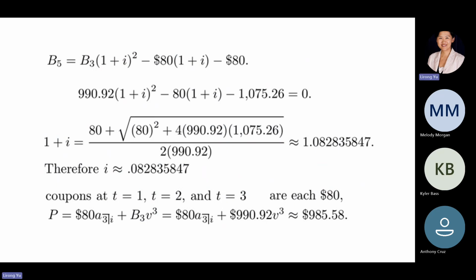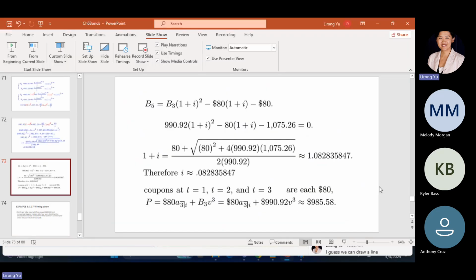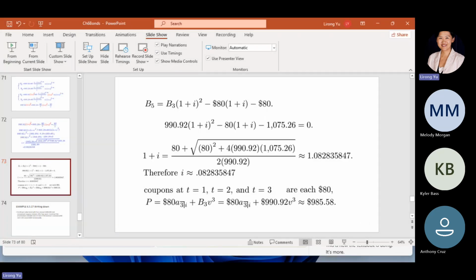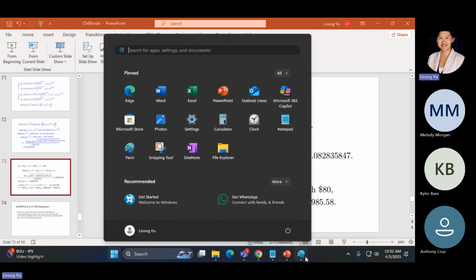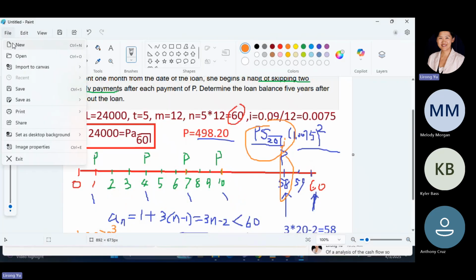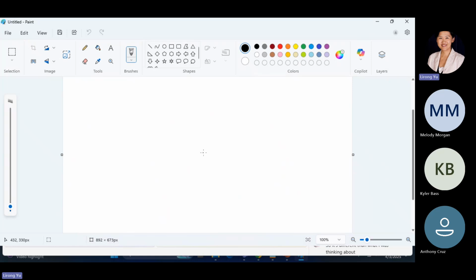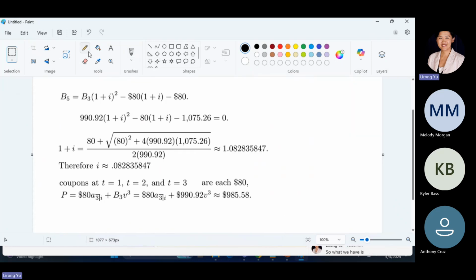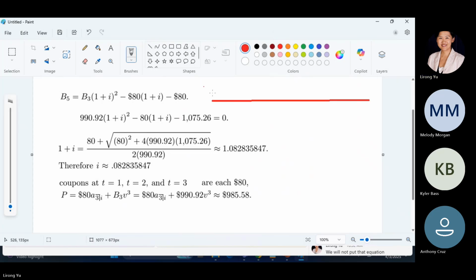Okay, I guess we can draw a line to show it. This is how the textbook is doing. It's more of an analysis of the cash flow. So it's different than what I was thinking about, but it's not. Right. So if you draw this timeline, it's a little easier to understand. We come up with that equation. I felt like I completely understood it yesterday, but now I'm going to analyze it a little bit.